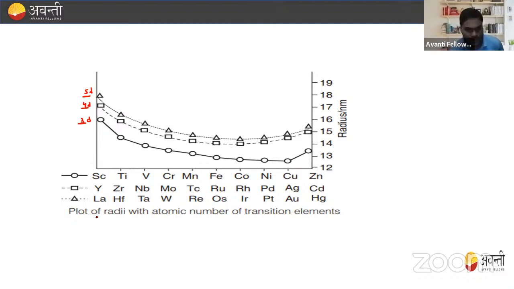Now, if I'm talking about scandium, as we can see, the size of scandium is much more. Then there is a decrease in size from titanium. Then there is also a decrease, decrease, decrease.